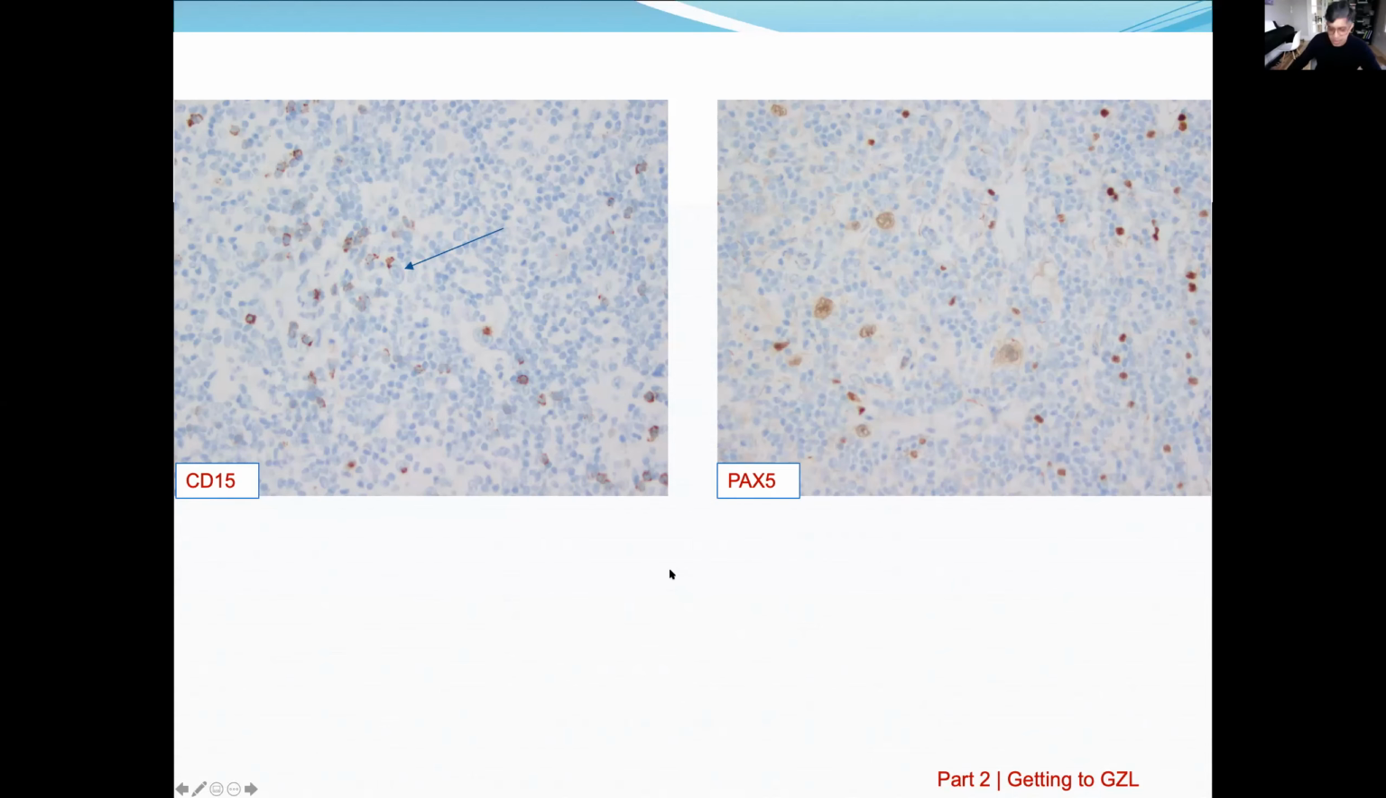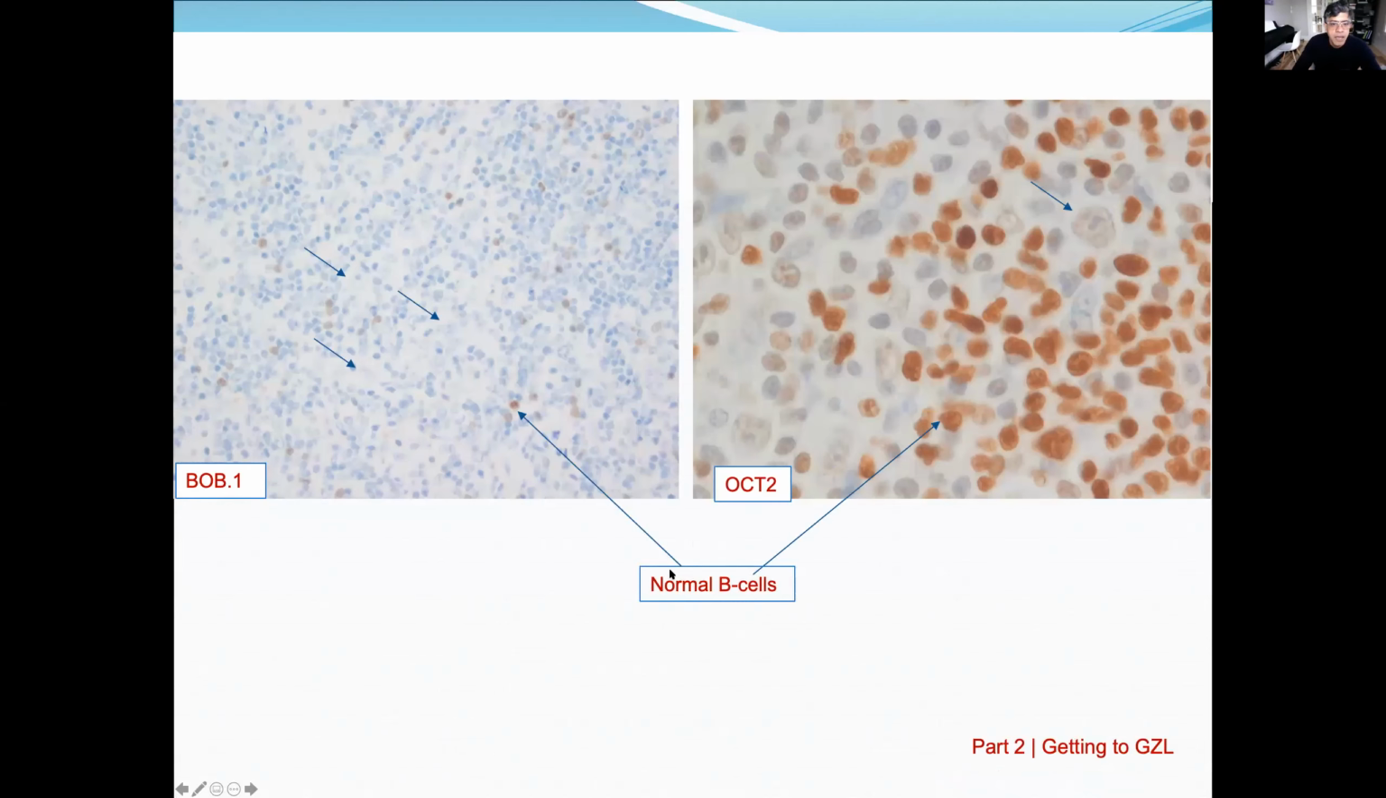Let's keep going. And of course, we did some more stains. This was in retrospect. So this was not done at the get-go. And these are not necessary either. So here you see BOB1, which is a B cell transcription factor, is negative in these cells. And these are your normal B cells staining for BOB1. And this is at a much higher power. And you can see a Hodgkin cell that is almost negative or maybe weak positive for BOB1.